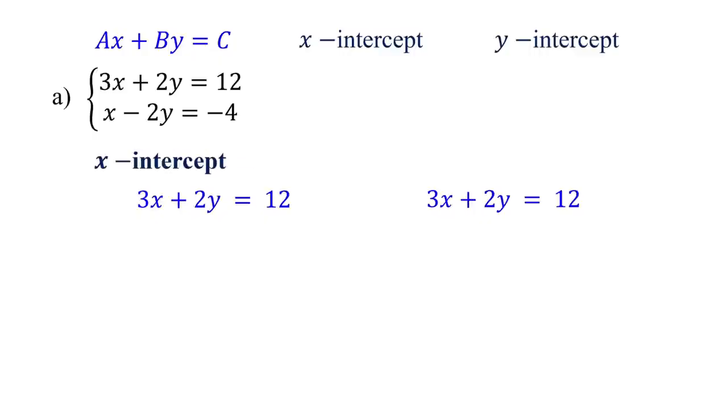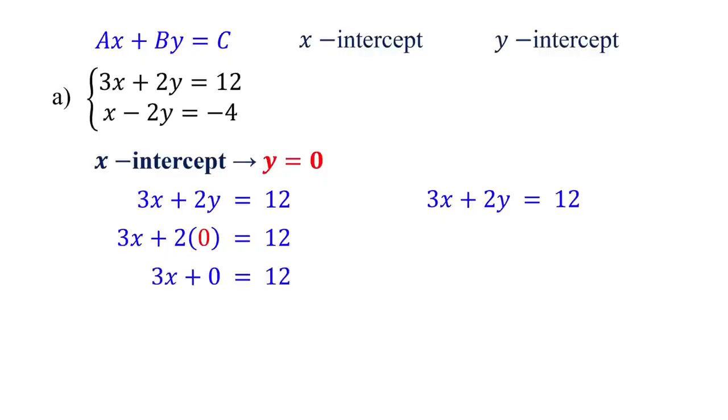The x-intercept occurs when y is 0, so replace y with 0 and solve for x. 2 times 0 equals 0. So we are left with 3x equals 12. To isolate x, divide both sides of the equation by 3. Cancel out the 3's. 12 divided by 3 is 4. Therefore, the x-intercept of the first equation is (4, 0).